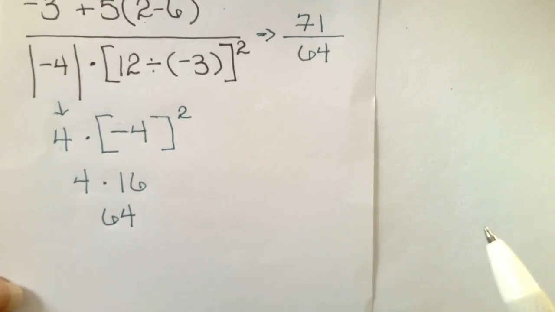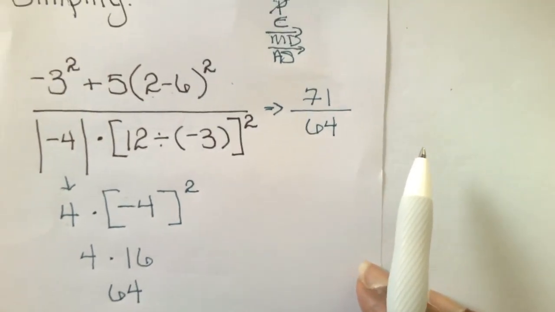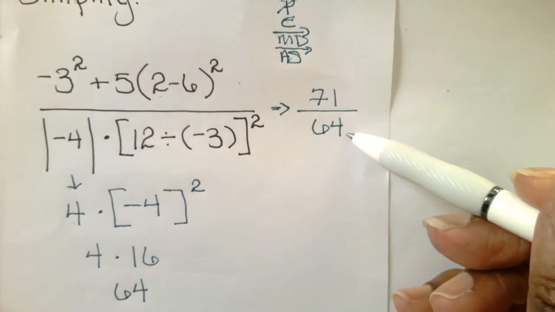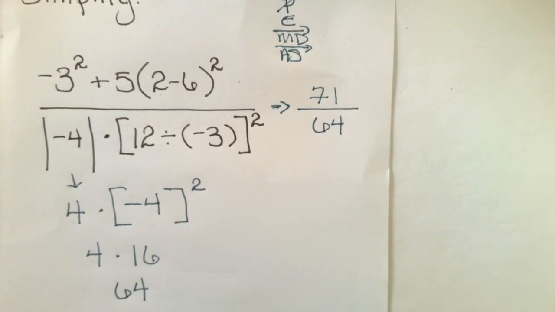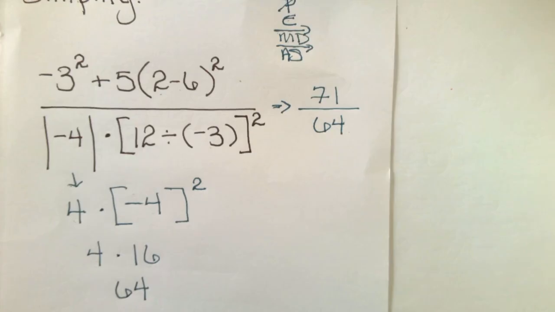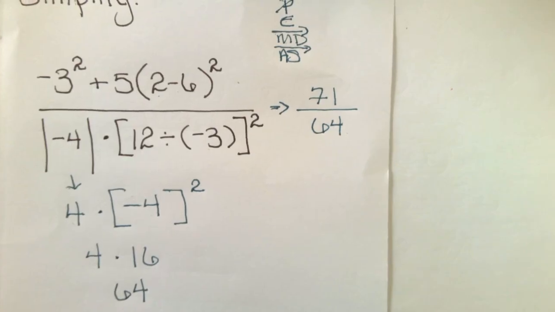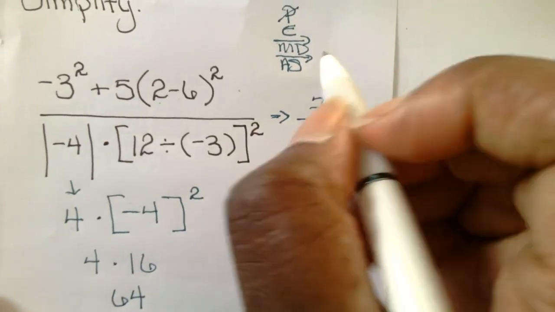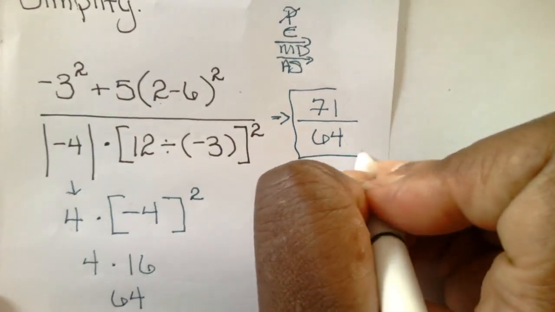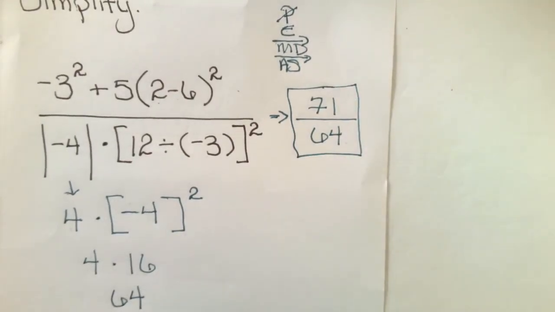Okay? So if my numerator was 71, and my denominator is 64, I don't think they have anything in common to reduce. Don't think so. Nope, because it can't go with 3s. Definitely not 2s. So that will be it. 71 over 64, or 71 64ths.